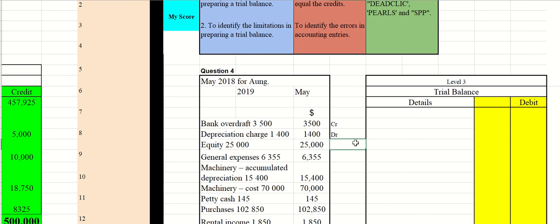Equity means capital. Capital usually has a credit balance. General expense is an expense. Expenses have a debit balance. Likewise, you identify the factors and post them to the trial balance.